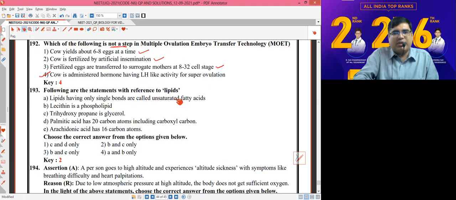Following are the statements with reference to lipids. Then they want us to choose the correct answer, right? Let us discuss one by one. Lipids having only single bonds are called unsaturated fatty acids? No, not at all. That should be double or triple bonds only. Lecithin has a phosphate, of course, that is correct. Trihydroxypropane is glycerol. Yeah, it is clear. Palmitic acid is a 20 carbon atom, including the carboxylic carbon? No. Arachidonic acid has 20 carbons and palmitic has 16 carbons. So then this would be the answer.